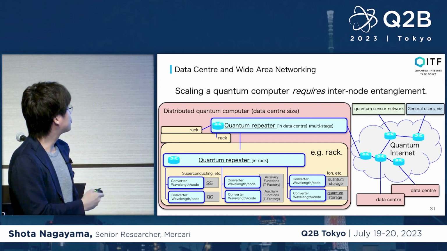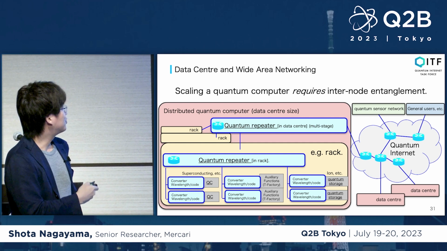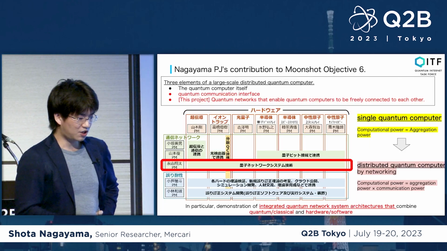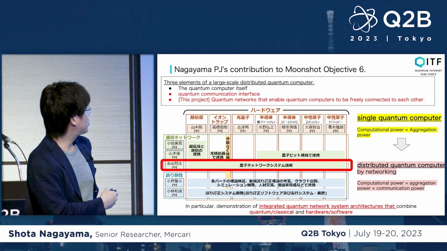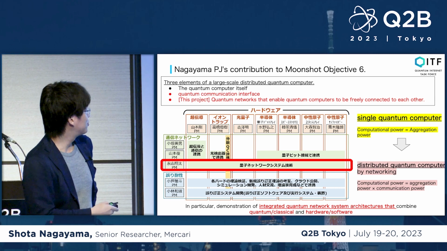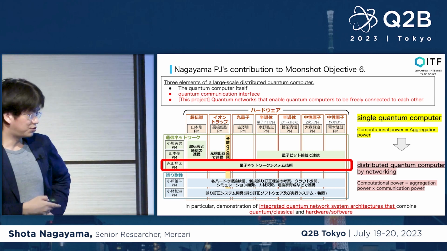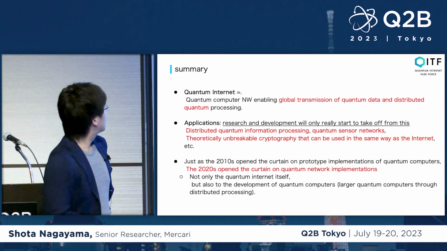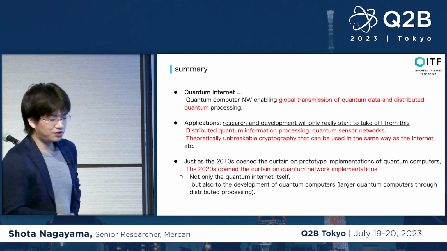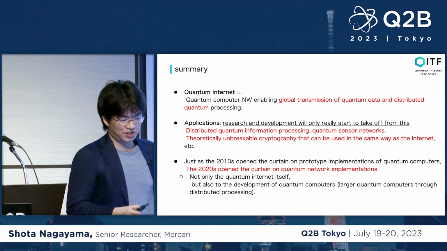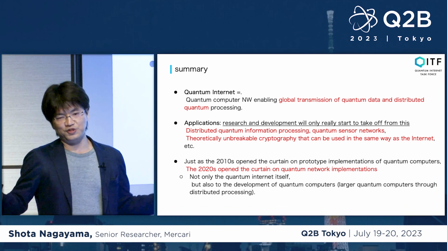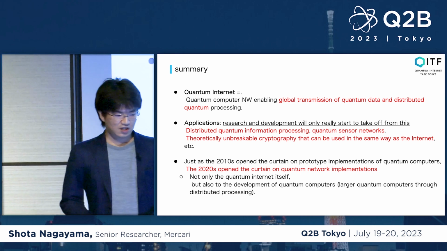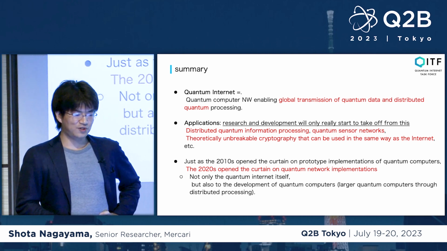So this is about the Moonshot project. We are creating distributed computers, and the quantum internet will be formed in the end. In the Moonshot project, I'm sure that many people are creating various quantum computers, and our responsibility is to connect these quantum computers. To summarize, the quantum internet is a quantum computer network enabling global transmission of quantum data and distributed quantum processing.